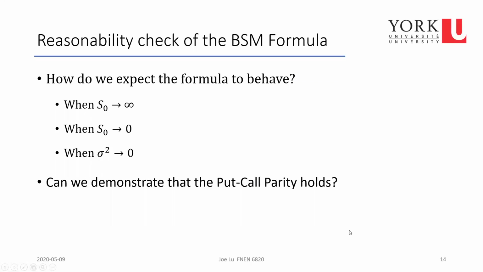Now, with the Black-Scholes-Merton formula, we have gone through a risk-free process to derive the risk-free portfolio, and then we derived this partial differential equation. We solved it, and we reached that formula. Now, does the formula make sense, right? Does it behave in a way that we would expect?